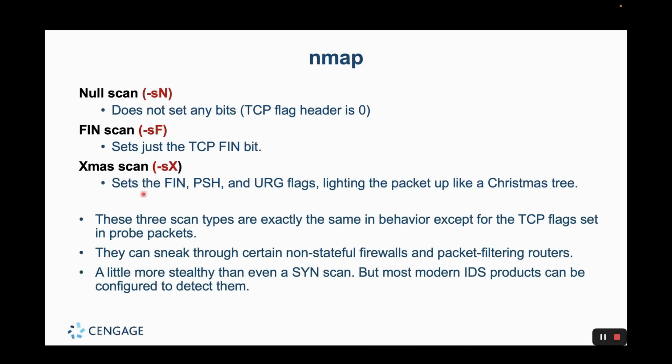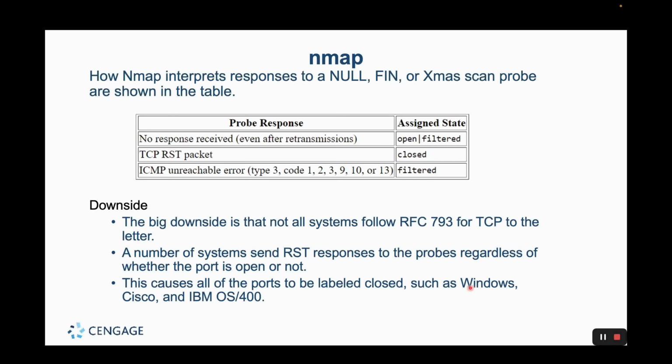The Xmas scan sets the FIN, PUSH, and URG flags, basically, like what they're saying, lighting the packet up like a Christmas tree. Now, these three scan types are exactly the same in behavior, except for the TCP flag set in the probe packets. They can sneak through certain non-stateful firewalls and packet filtering routers, and are more stealthy than even a SYN scan, but most modern IDS products can be configured to detect them.